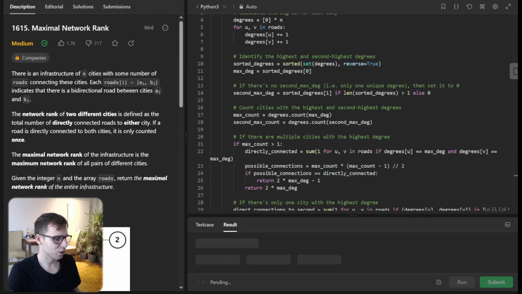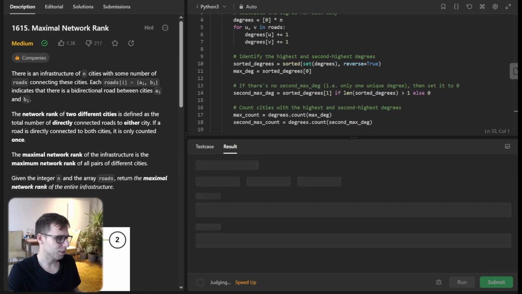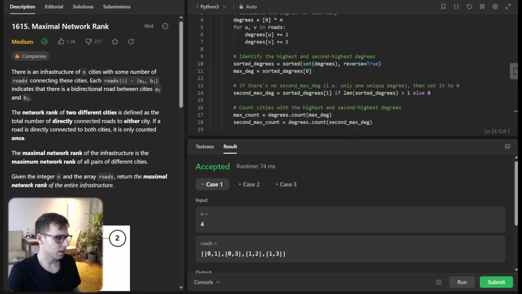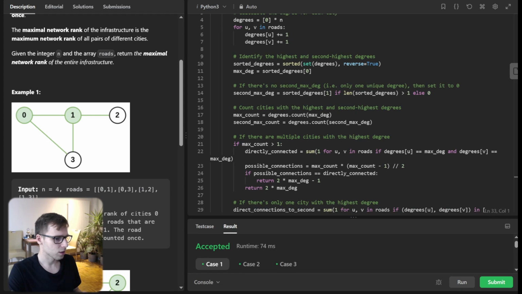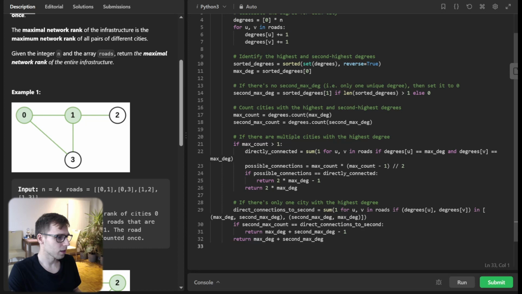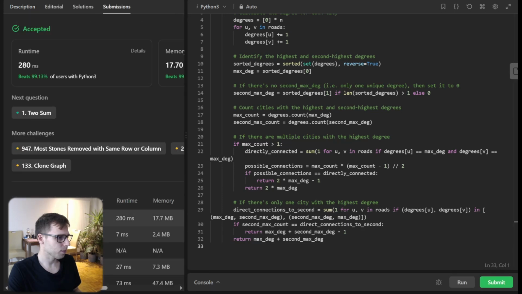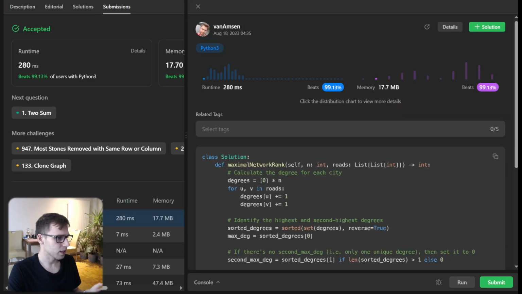So let's run it for some simple test cases. All good, and it's working correctly. Now let's run it for unseen test cases. Hopefully it will run. All good. And our implementation beat 99% with respect to runtime and also 99% with respect to memory. So it's quite efficient and much faster than the naive brute force approach.